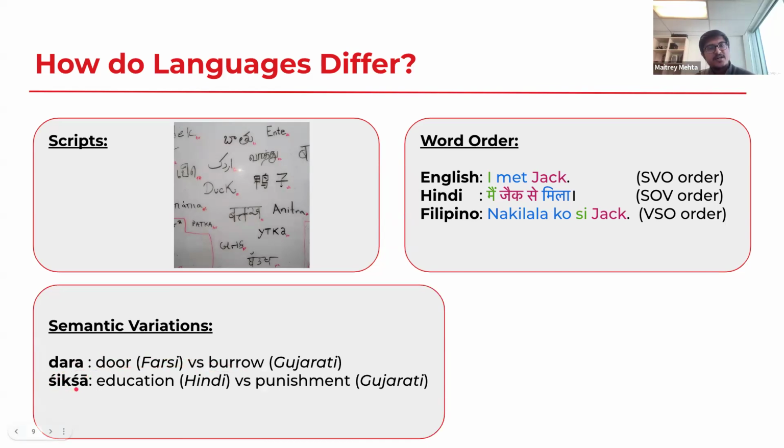Or the word shiksha means education in Hindi versus a punishment in Gujarati. And Hindi and Gujarati and Farsi, they are all very closely related languages. So even within these closely related languages, there are so many differences, right? And there are many such pain points. So next I'll properly define multilingual LLMs, and we'll figure out how people try to address these problems.